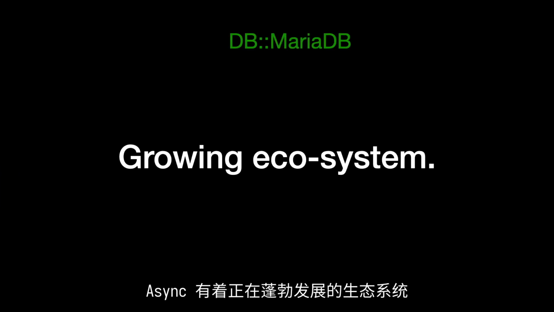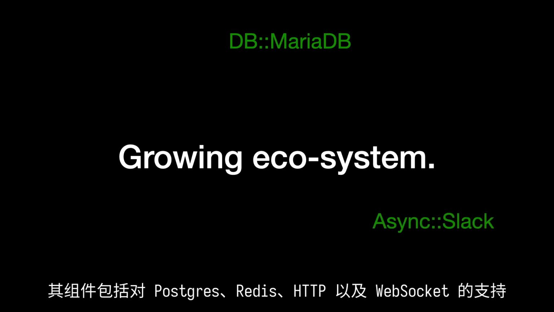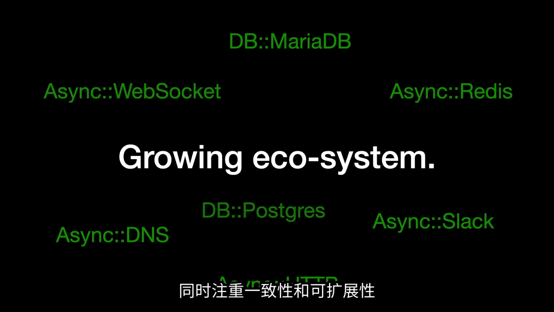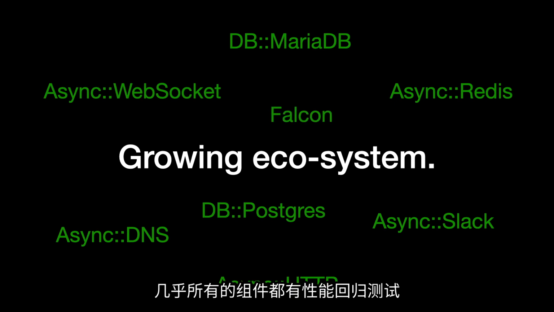Async has a growing ecosystem of scalable components, including support for Postgres, Redis, HTTP, and WebSockets. One of our goals is to bring high-quality implementations of common network protocols to Ruby, with a focus on both consistency and scalability. Almost all the components are tested for performance regressions.